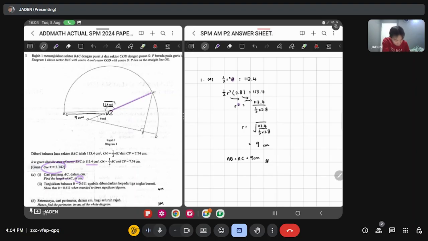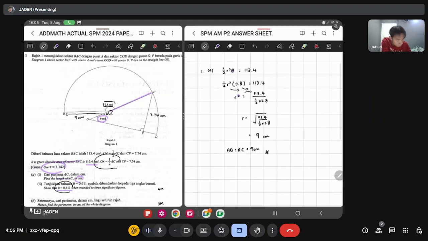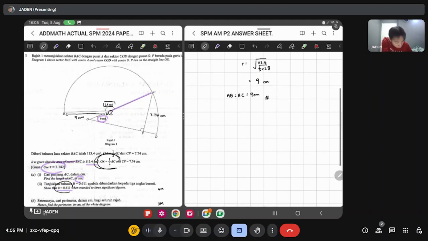Let's look at A2. Show that theta is actually 0.611 when rounded to 3 significant figures. We have a theta over here, which is at the angle COP. So the theta in radian here, they want you to show that it is actually 0.611. How do we do that? We are given OA is 1/2 AC and CP is 7.74. Let us label down 7.74 cm.